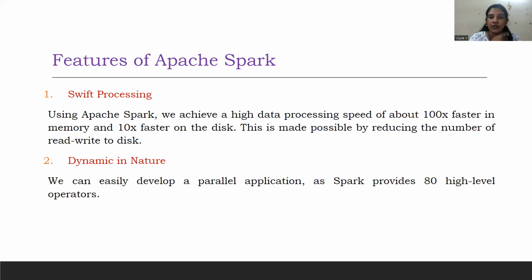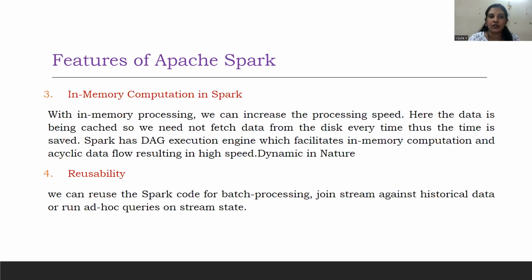So here the user tries to achieve a high data processing speed, which is 100 times faster in memory and also 10 times faster on the disk. This is made possible by reducing the number of read-writes to disk. And the second thing is dynamic in nature. That is, Apache Spark can easily develop a parallel application because Spark provides 80 high-level operators. So these are the first two main features of Apache Spark, and we move on to the others.